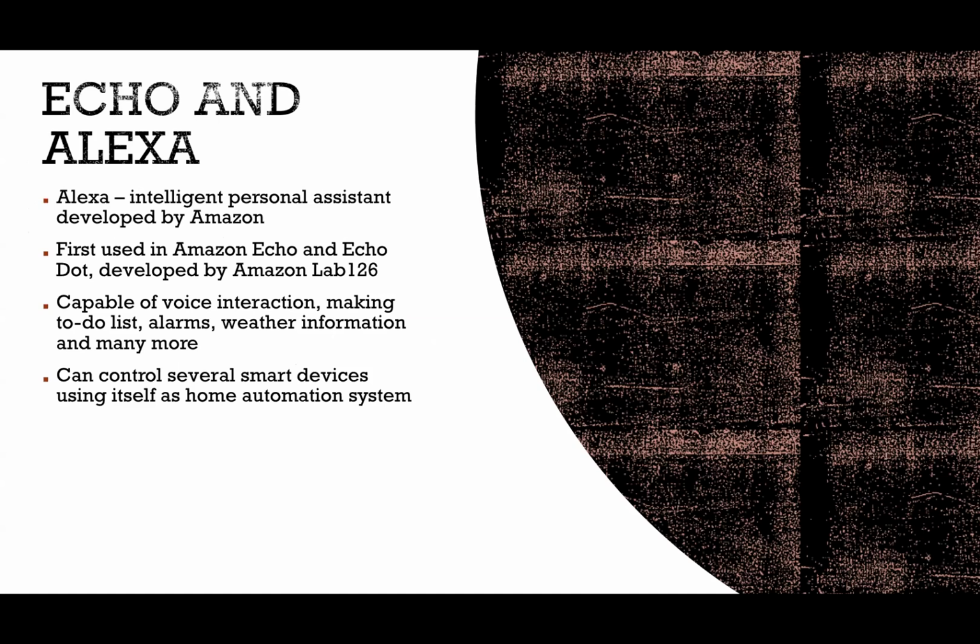So, Amazon Echo and Alexa. Alexa is an intelligent personal assistant developed by Amazon, first used in the Amazon Echo and the Amazon Echo Dot devices developed by Amazon Lab. It is capable of voice interaction, music playback, making to-do lists, setting alarms, etc. It can also provide you weather and traffic real-time information. Alexa can also control several smart devices using itself as a home automation system. You can change Alexa's name and many other things. Next.